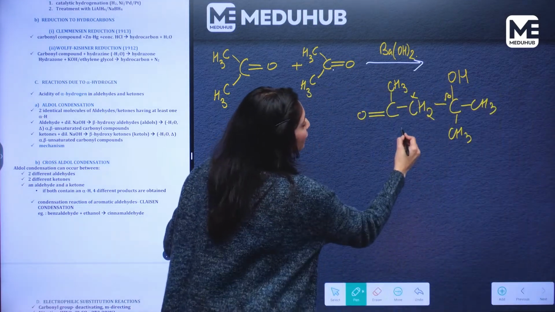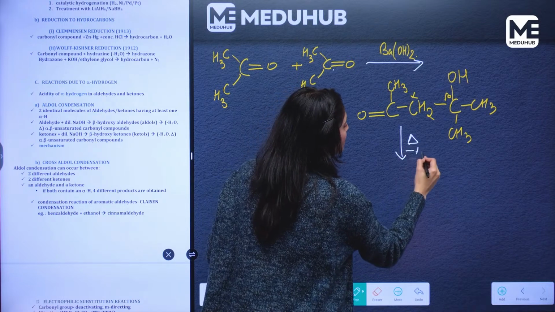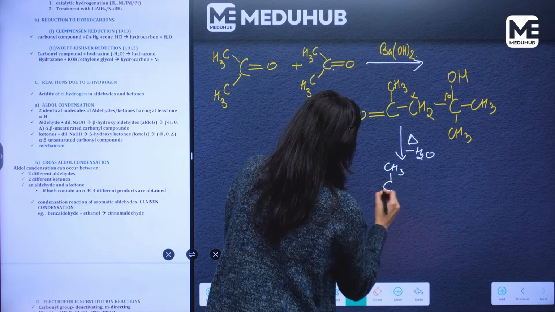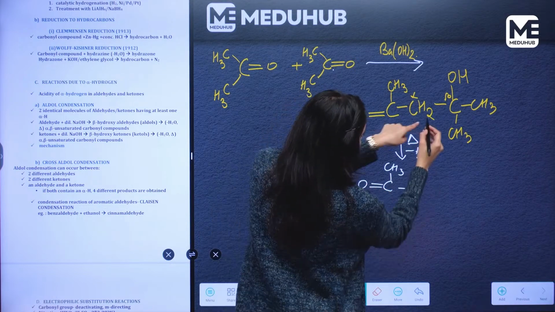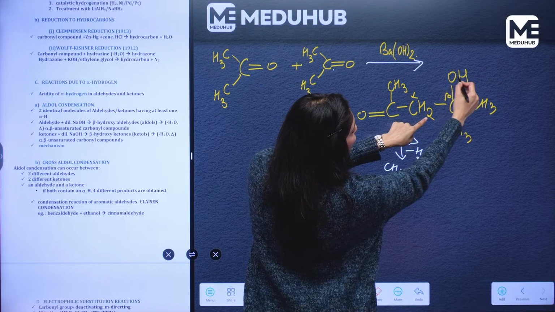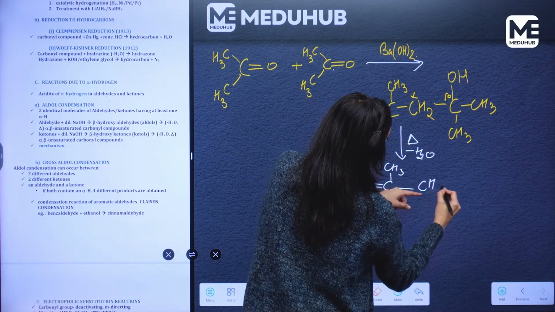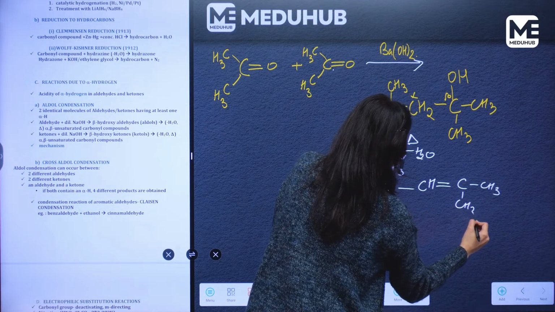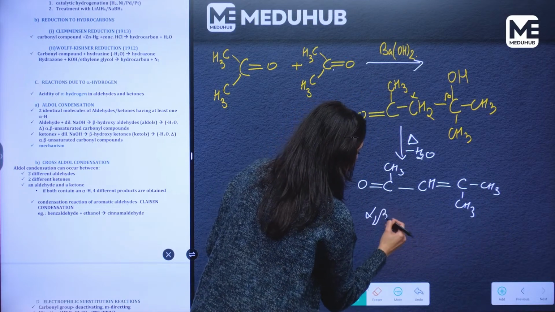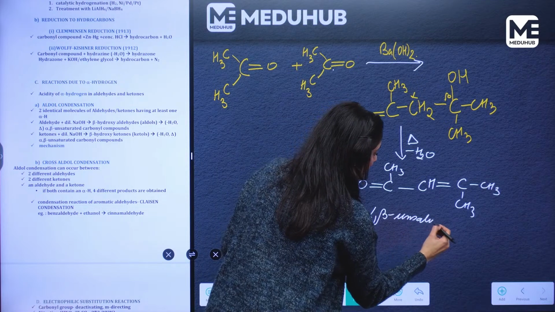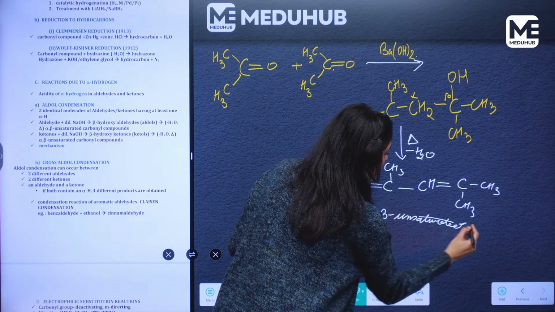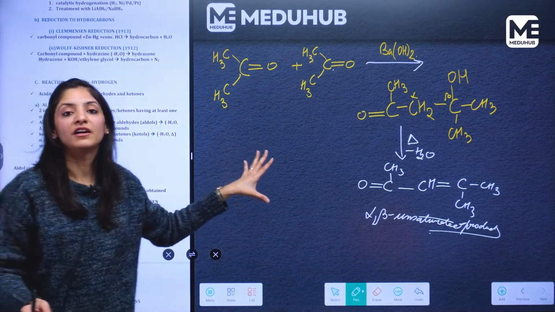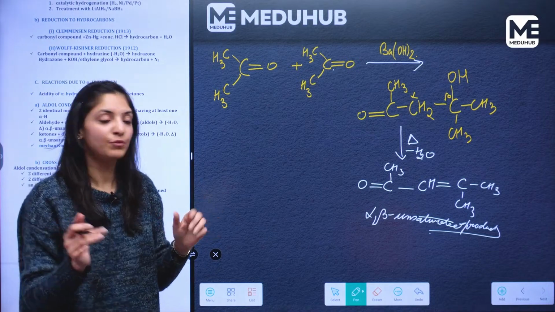Now this beta hydroxy ketone on heating will lose a molecule of water to give this. This hydrogen will get lost, this OH group will be removed and we will get CH double bond C, CH3, CH3. So the alpha beta unsaturated product. This is self-aldol condensation or simple aldol products.